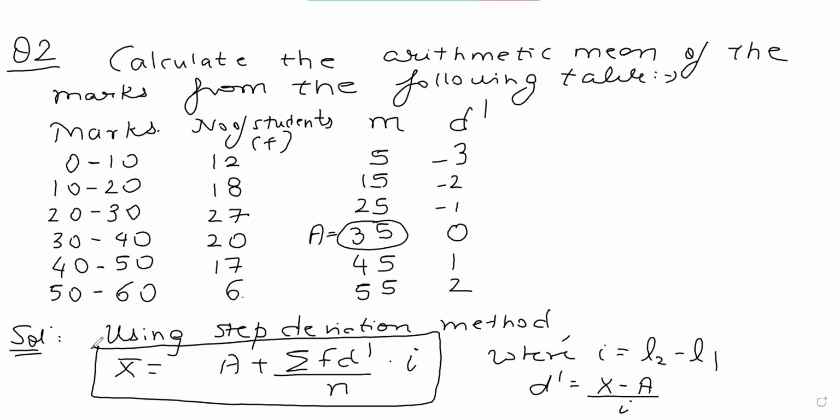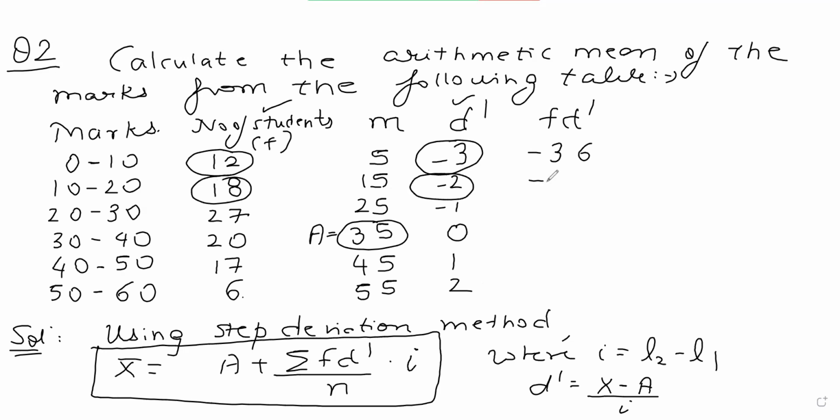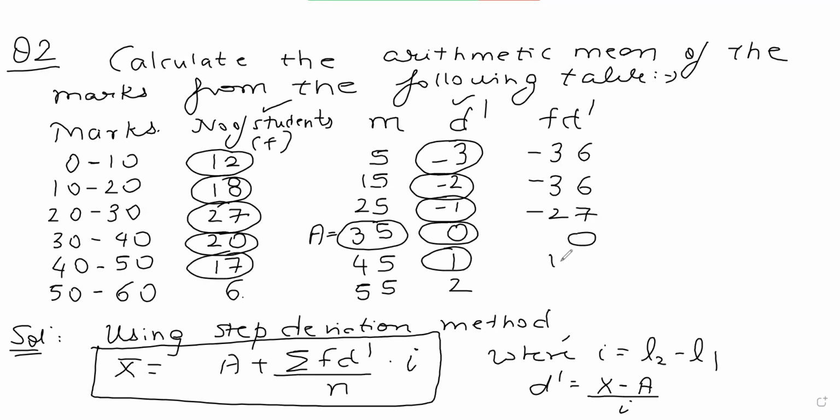So my assumed mean is 35. I randomly took the assumed mean as 35. d dash I found out. fd dash: now I multiplied this column with this column. So fd dash is going to be 12 into minus 3, minus 36. 18 into minus 2, minus 36. 27 into minus 1, minus 27. 20 times 0, 0. 17 times 1, 17. 6 times 2, 12.